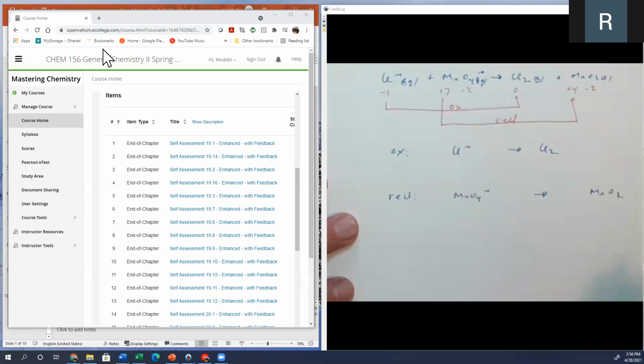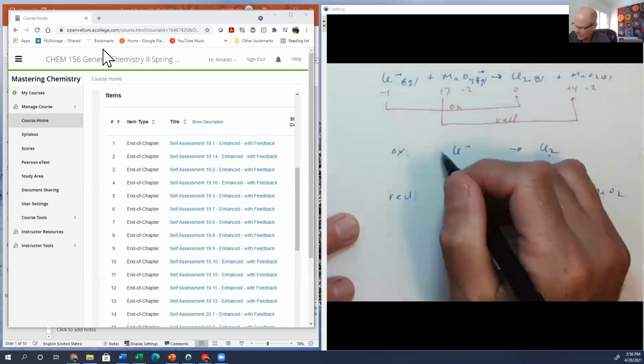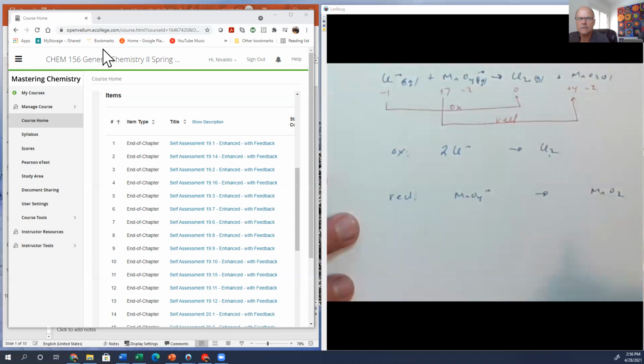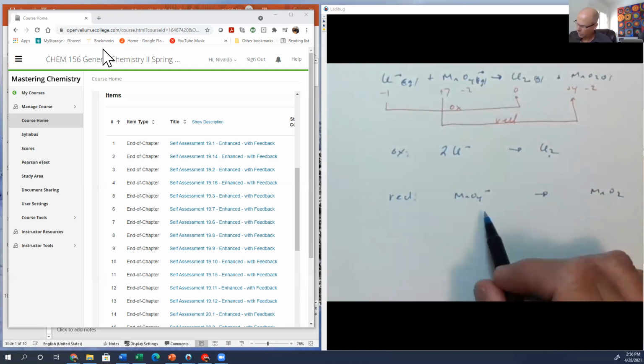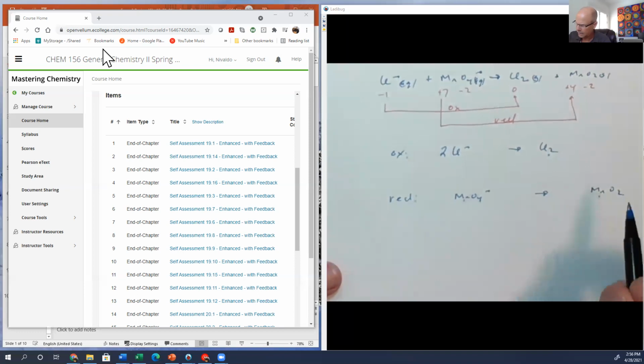Okay. Then first thing I got to do is I balance with respect to mass, right? So I got 2 chlorines on this side. So I have 2 chlorines on that side. And then on the bottom one, I have manganese on this side and manganese on that side, right? So all the things other than oxygen and hydrogen are now balanced with respect to mass, right?